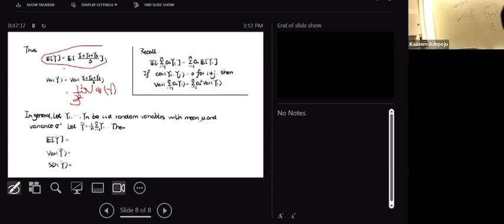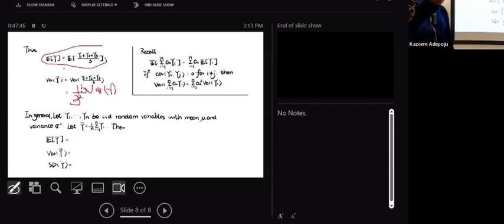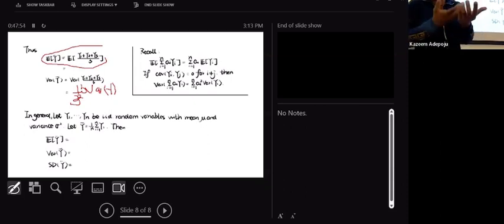Which means you'll be able to get the expected value of y bar, the variance of y bar, then the standard deviation of y bar. Because if I want to make an inference on y bar, maybe I want to find the probability associated with y bar, then I need the mean of y bar.